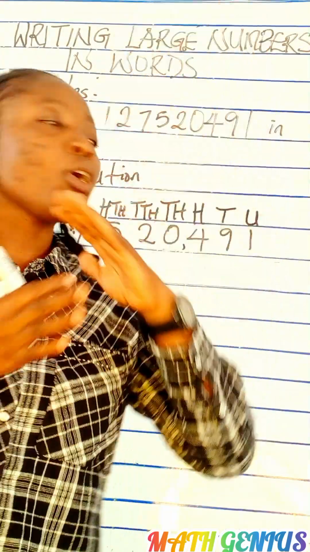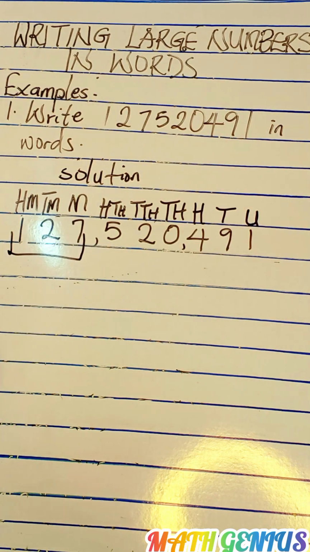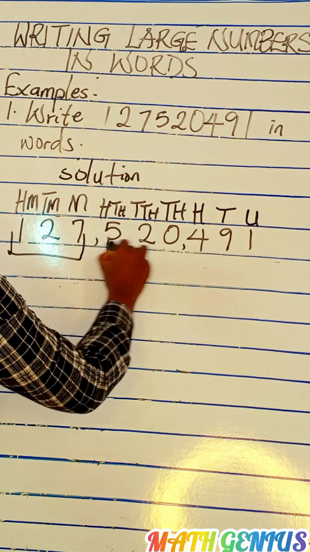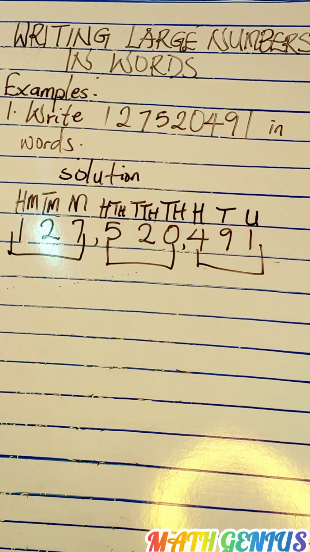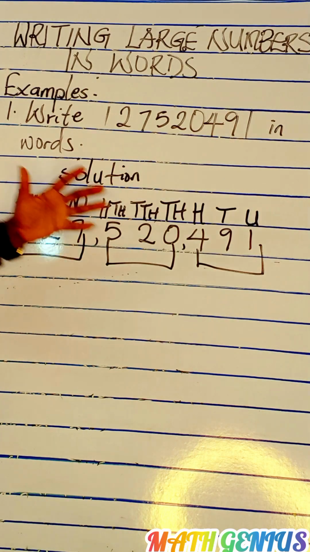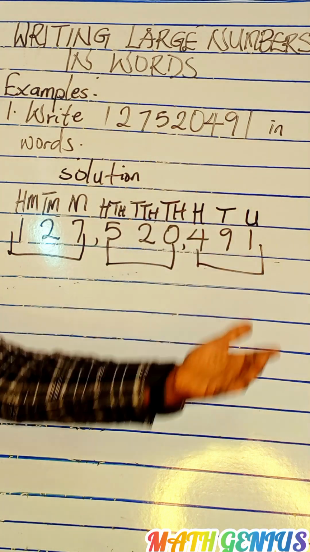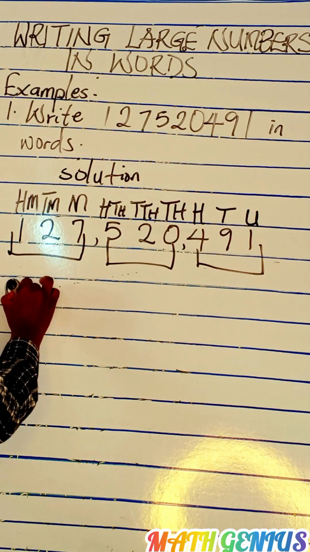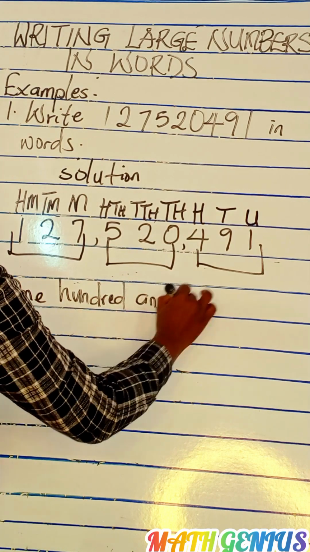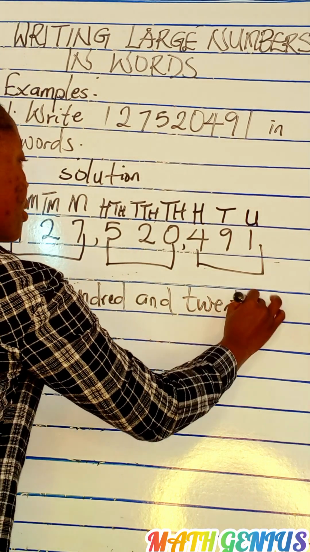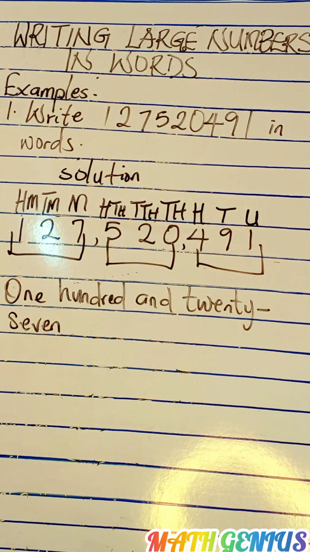Why you need to group is because you are going to read each of your group by the position. So as you have grouped, you will read group 1. This is the group 1. You read it together. Group 2 will also be read together, and the last group will be read together. So by doing this, we'll read 127. 127 is a 3-digit number, right? So we call it 127. You write that. 127.